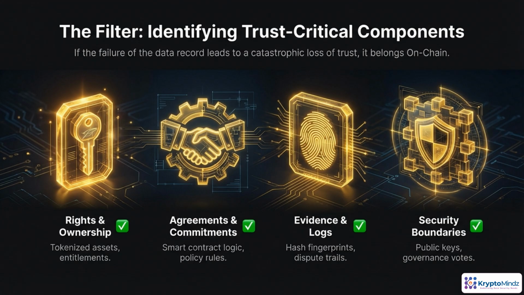Here's the mental filter you'll reuse in every design decision. If corrupting a record would cause a catastrophic loss of trust, that record probably belongs on-chain. That usually means 4 classes of data. First, rights and ownership. Who controls which asset or entitlement? Second, agreements and commitments. The rules everyone is assumed to follow. Third, evidence and logs. The records you'll depend on in a dispute. And fourth, core security boundaries. Keys, roles, and governance decisions that define who can change what.